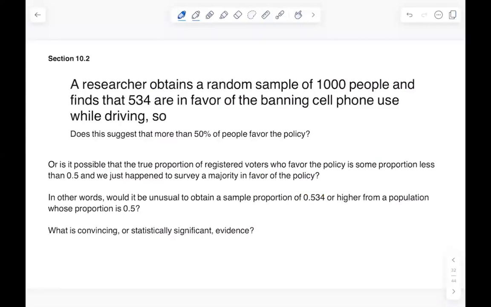So a researcher obtained a random sample of 1,000 people and found that 534 are in favor of banning cell phone use while driving. I guess there is going to be a little bit of math today, just a little bit.